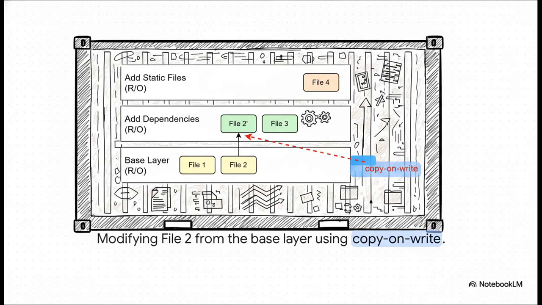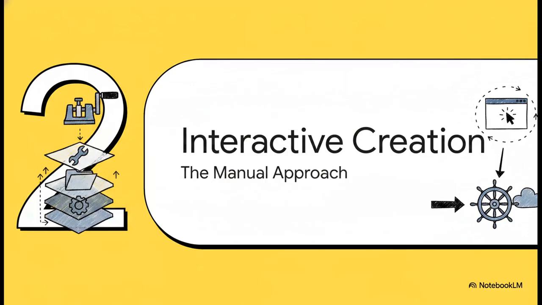Let's think about a specific file. Let's call it file 2, sitting down in the base layer. Let's say the writable layer above it wants to modify that specific file. Well, before it can do that, the copy on write strategy kicks in. It physically pulls a copy of file 2 up into its own layer, and then it makes the modification. This leaves the original file down in the base layer completely untouched. It only pulls the file up at the exact split second a modification occurs. Pretty brilliant, right? Moving right along to section 2, interactive image creation.